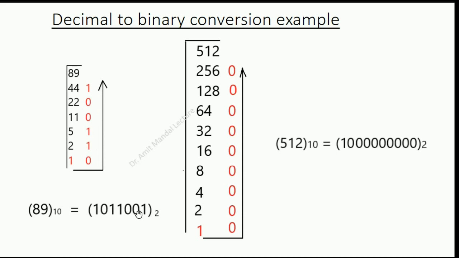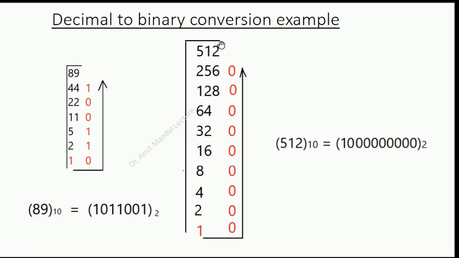So the relevant binary number will be 1 0 1 1 0 0 1. So this is the binary representation of the decimal number 89. 89 base 10 means you have to write, keep the bracket and put a subscript 10, is equal to 1 0 1 1 0 0 1, and subscript 2, this 2 represents that it is a binary number. This is also called the radix of this number. This 10 is the radix of the decimal number and 2 is the radix of this binary number.